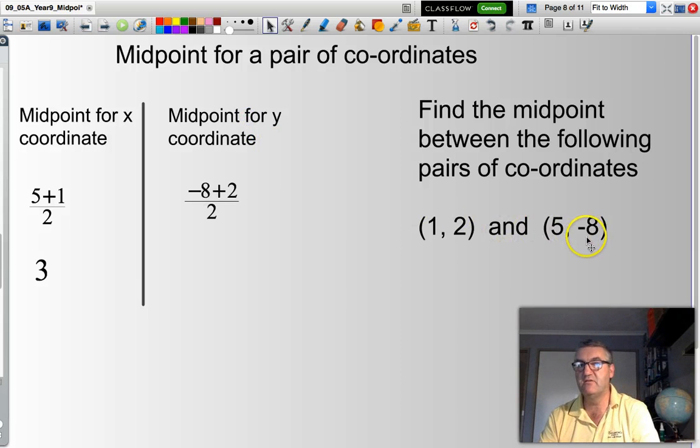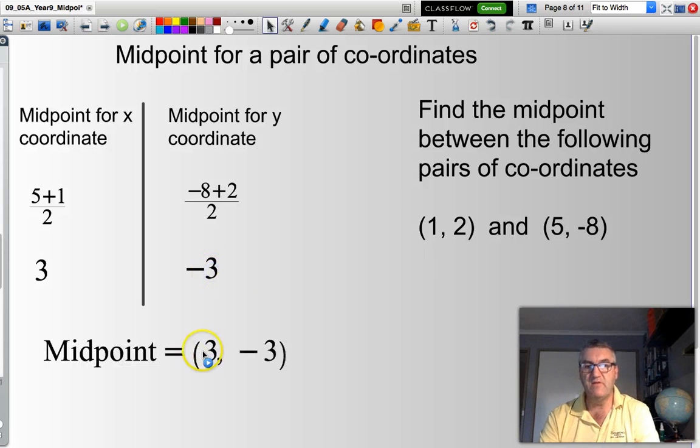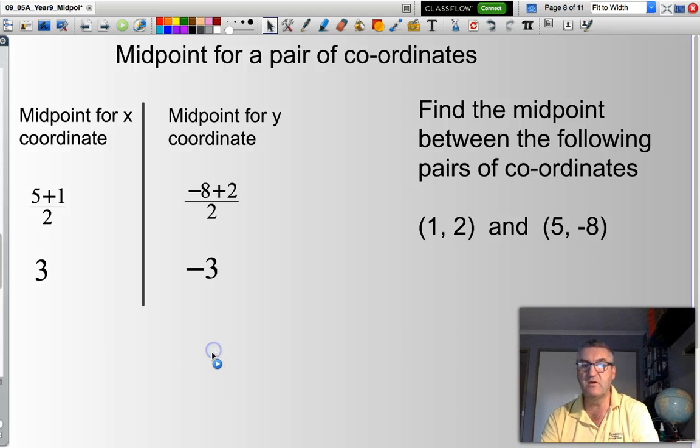The negative 8 is one of the y coordinates, 2 is the other y coordinate. Add those two together, divide by 2, negative 3. So there you have it. The midpoint for those two coordinates is 3, negative 3.